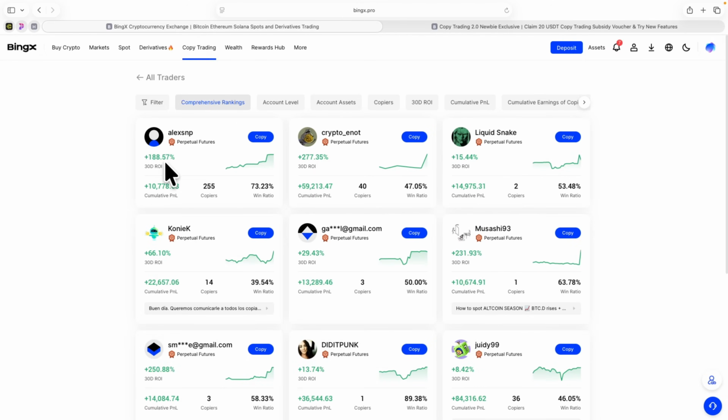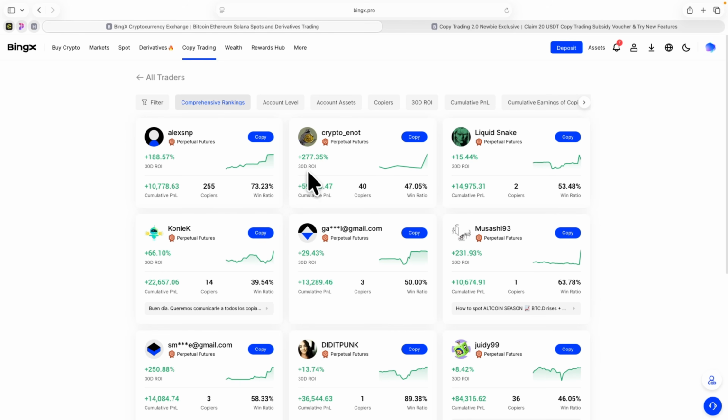So you can see the first person right here. In the last 30 days, this person has made 188% profit. And then you can see the cumulative PNL. This person has made over $10,000 in total. The number of copiers copying this person is 255. And then the win rate is 73%. That means that this person has won 73% of his trades. I hope you understand.